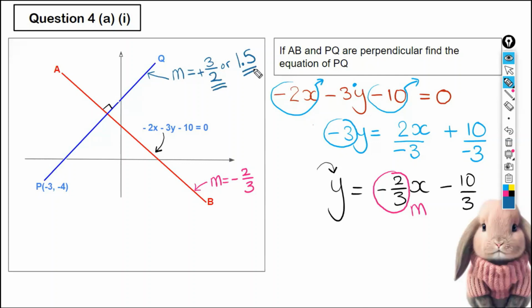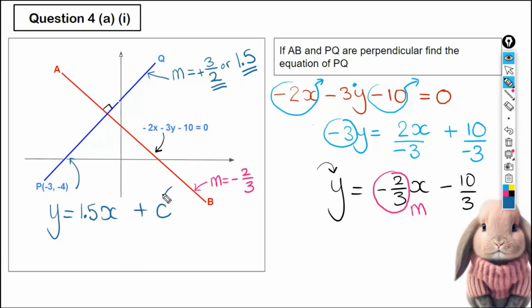But we're still not finished, because for the blue line, we have to find the equation. y is equal to mx plus c. We just learned that the gradient of the blue line is 3 on 2, or better known as 1.5, positive 1.5.